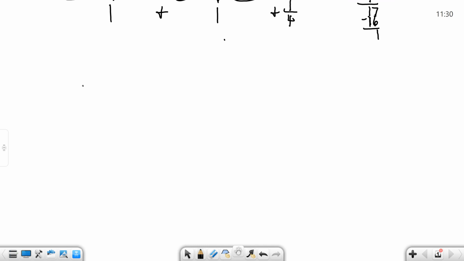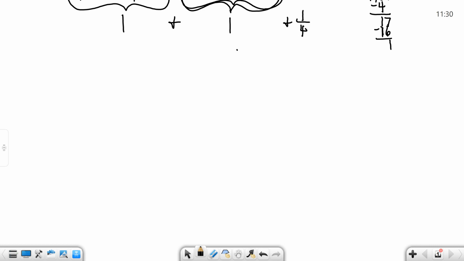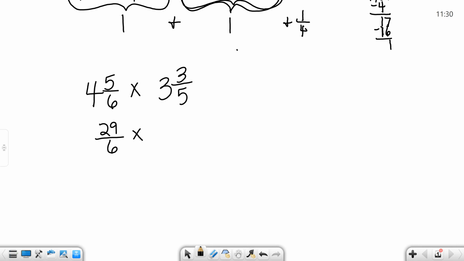Now, let's do one more. Okay, 4 5/6 times 3 3/5. Again, when you have mixed numbers in multiplication, you must change them to improper fractions. So 4 5/6, 4 times 6 is 24, plus 5 is 29, and you put that back over 6. Then 3 3/5, 3 times 5 is 15, plus 3 is 18, and you put that back over 5.